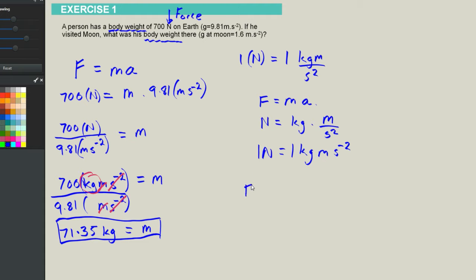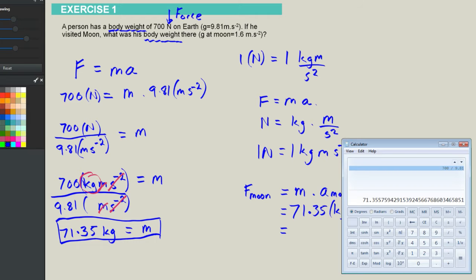So for our final answer, the force on the moon is equal to their mass, small m of the person, multiplied by the acceleration on the moon. Our force on the moon is what we're looking to find. This is equal to 71.35 kilograms multiplied by our 1.6 meters per second squared on the moon.